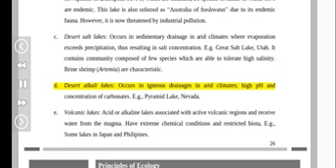D. Desert alkali lakes. Occurs in igneous drainages in arid climates, high pH and concentration of carbonates, e.g., Pyramid Lake, Nevada. E. Volcanic lakes. Acid or alkaline lakes associated with active volcanic regions and receive water from the magma. Have extreme chemical conditions and restricted biota, e.g., some lakes in Japan and Philippines.